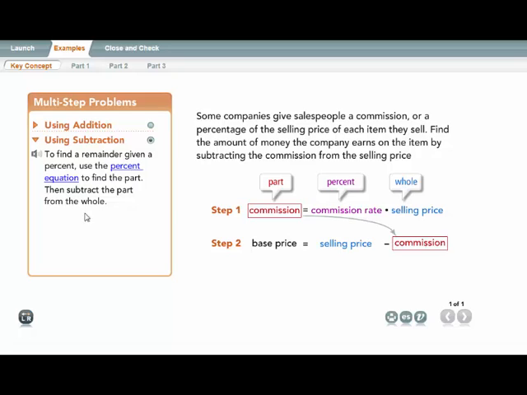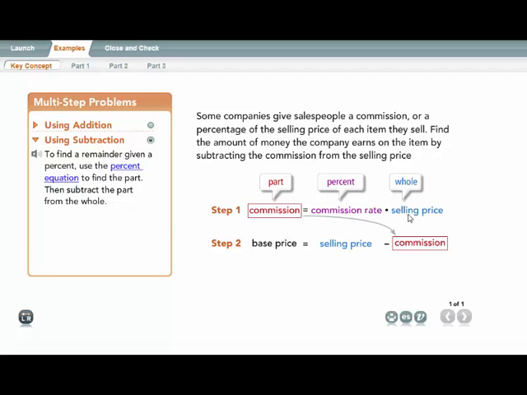Okay, so what we see is we still use the same equation. We're still doing the part equals percent times whole. That's still our percent equation. And we're trying to find out how much that person's going to make. So we know the selling price. We know what the percent is that they're going to make on that item. So we multiply that to find the part that they're going to be paid, which is called their commission.